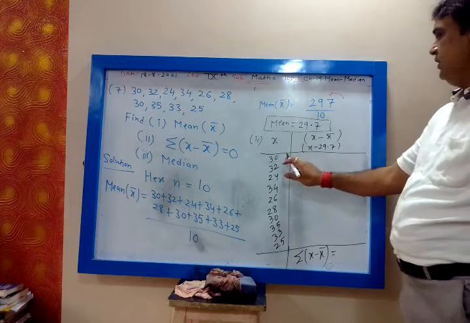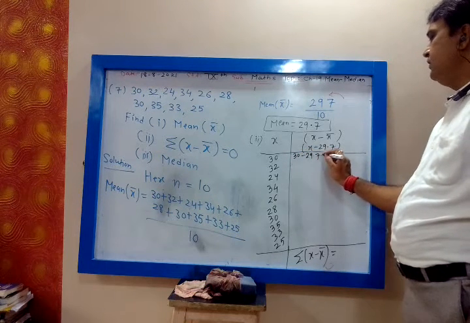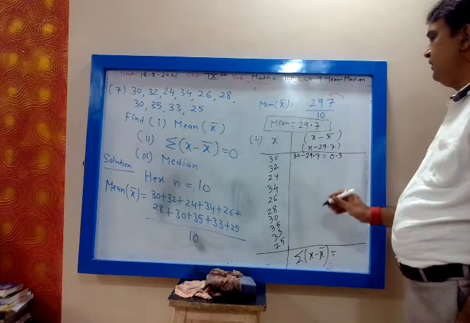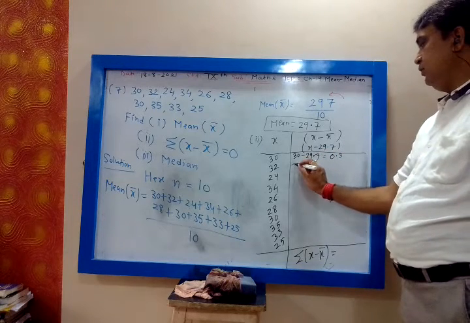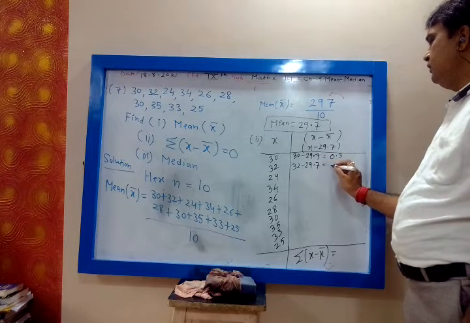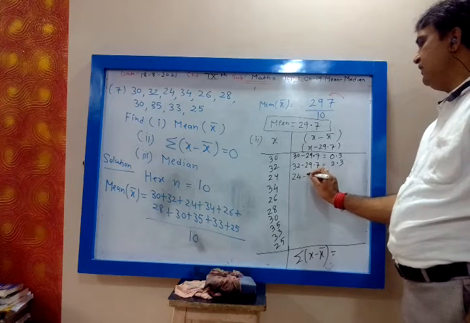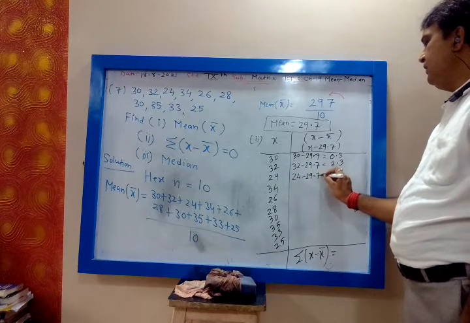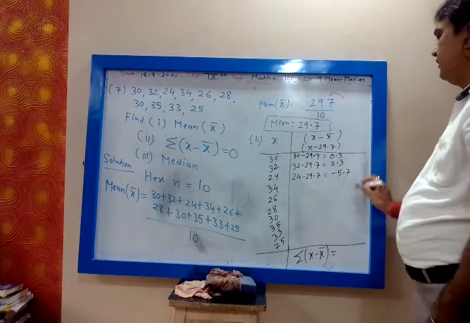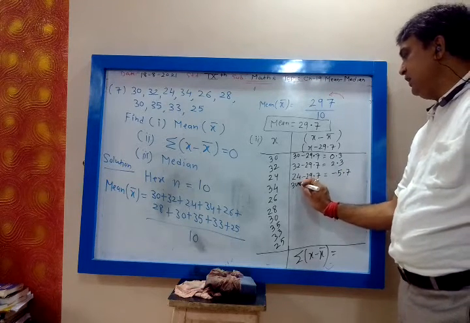So first value is 30. 30 minus 29.7 is 0.3. Then 32 minus 29.7 is 2.3. 24 minus 29.7, tell me. Minus 5.7. Yes, check this value. Then 34 minus 29.7.